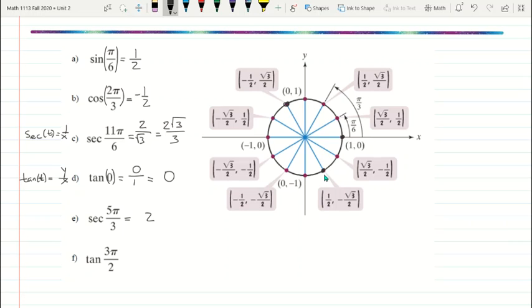Then the last one is going to be tangent of 3 pi over 2. So if you're here and you look at it in terms of halves, right? This is 0. This is pi over 2. This is pi. And then this right here is 3 pi over 2. So remember, what is the definition of tangent? Tangent is y over x. So what is the y? Negative 1 over 0. Can you divide by 0? And the answer is no. So therefore, tangent at 3 pi over 2 is undefined.